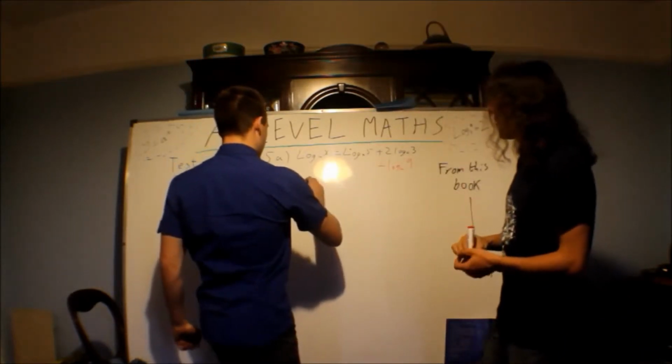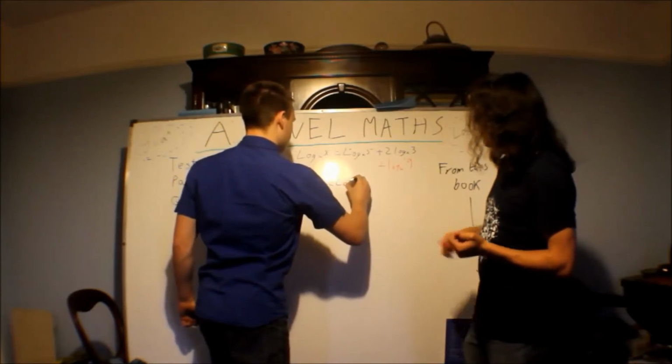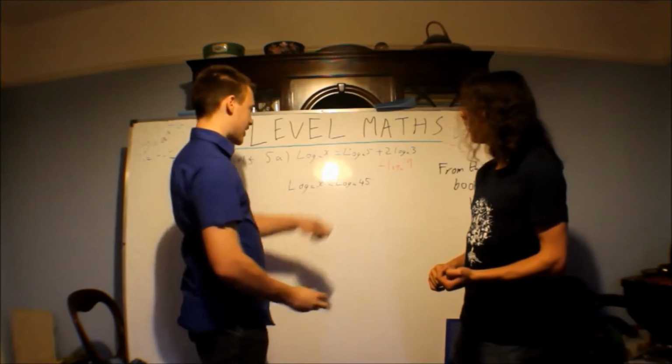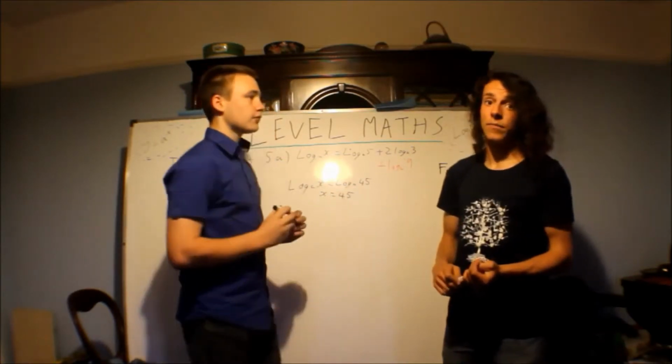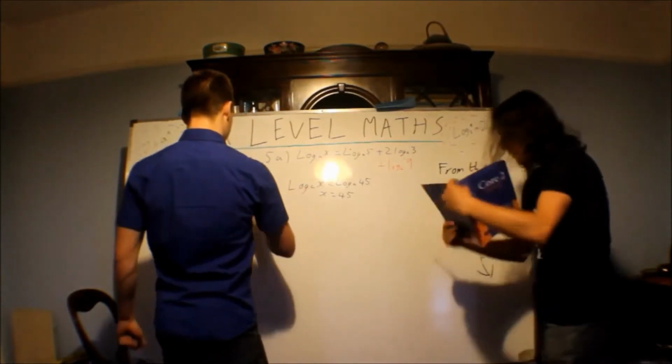Then we can do the next step, so that log a x equals log a 9 times 5, which is 45. The logs cancel, and that means x equals 45. That's the answer. We've done that one. Excellent.